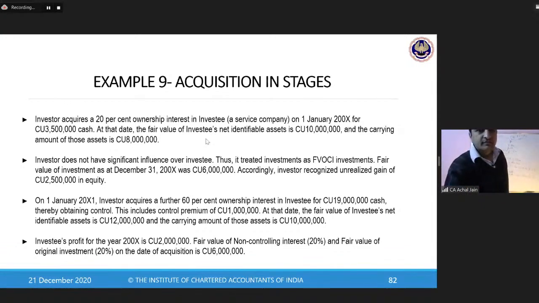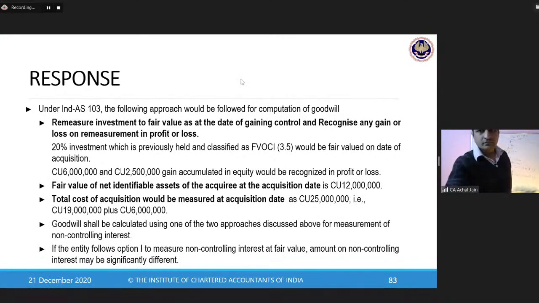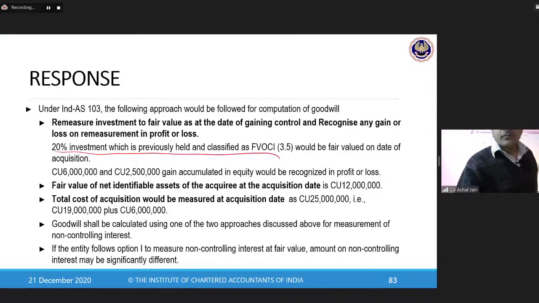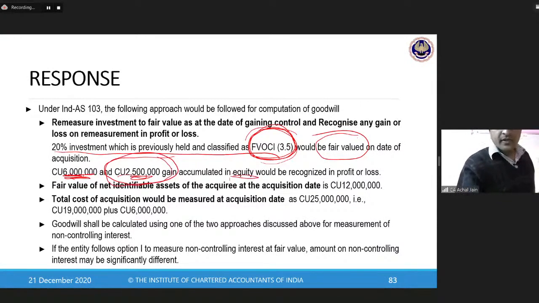Okay, so let's go to the solution then. In this case, there are a few things that we have already covered. That is about the first year when the control was not acquired. The 20% investment, which is the previously held equity interest, will be measured at fair value through OCI. The difference between the fair valuation and the cost of the previously held equity interest, that means a gain of 2.5 million, will go to equity. This will go to equity, correct?